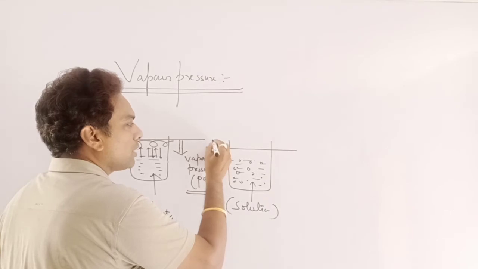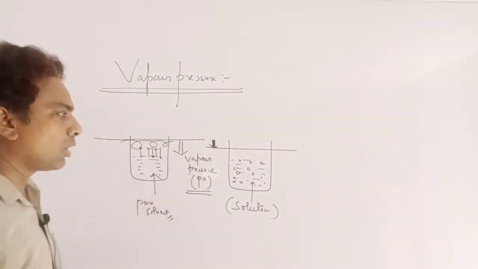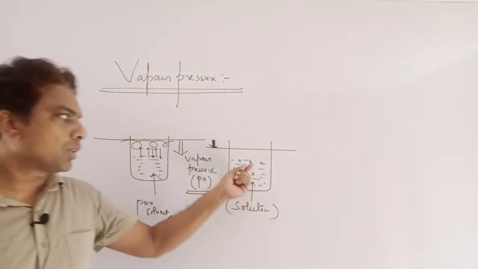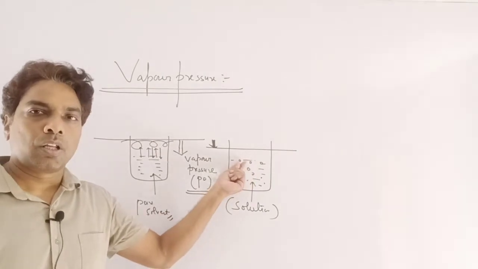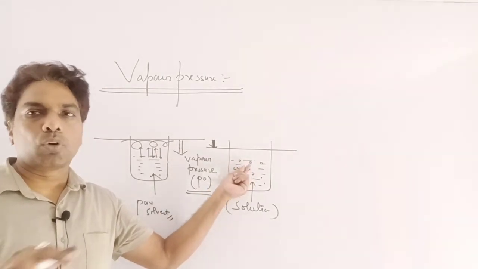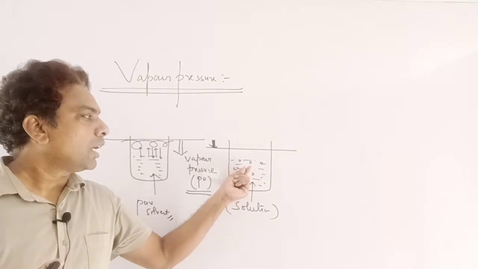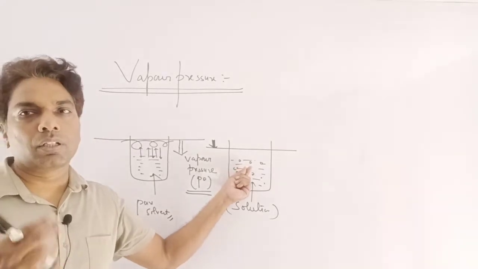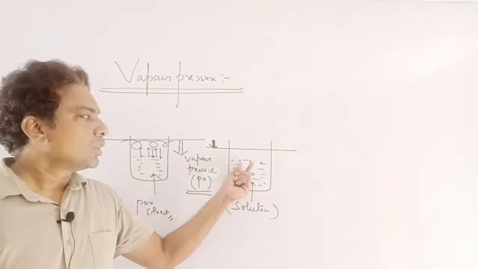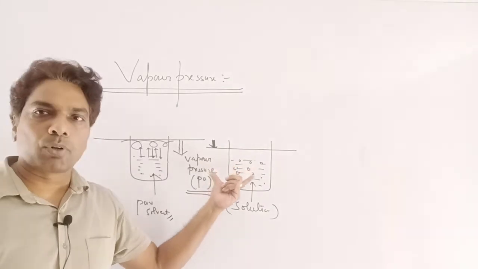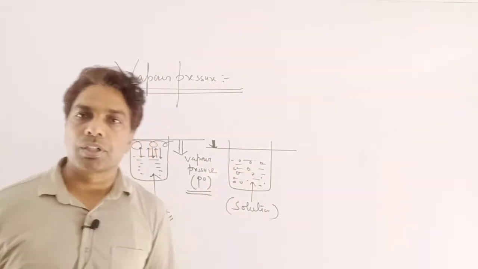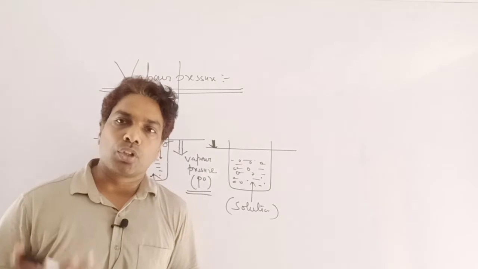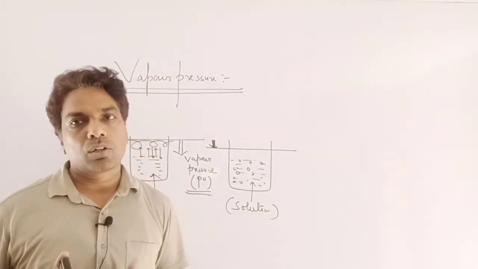The decrease in vapor pressure, or lowering of vapor pressure, depends upon the number of particles of solute. If there are more solute particles, then more surface area will be covered, and if more surface area is covered, then vapor pressure will be lowered. So lowering of vapor pressure depends upon the number of solute particles. So it is a colligative property.